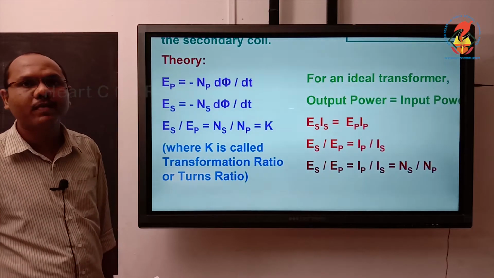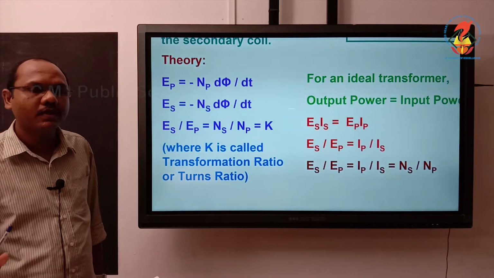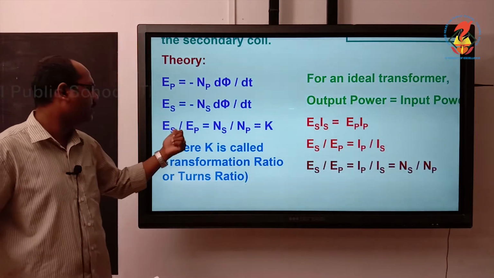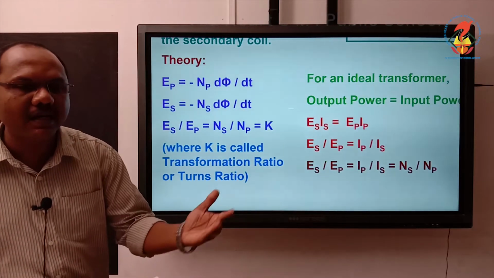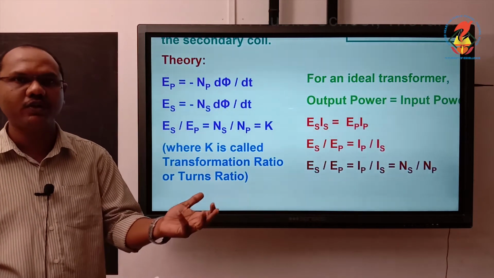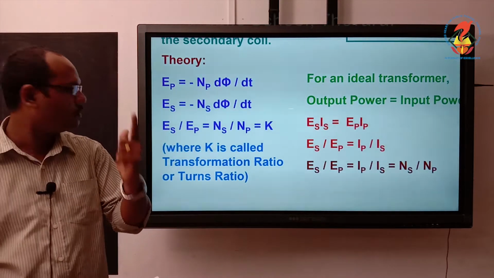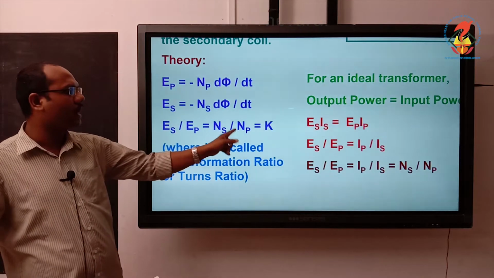Now what will you do? Just divide both. Okay, divide both equations. So ES by EP, d phi by dt can be cancelled. They are common. So the remaining thing is Ns by Np. So ES by EP is equal to Ns by Np. I just wrote that as K, and that K is called transformation ratio or turns ratio. We can simply call it as transformer ratio also. So transformation ratio, turns ratio or transformer ratio: ES by EP is equal to Ns by Np.